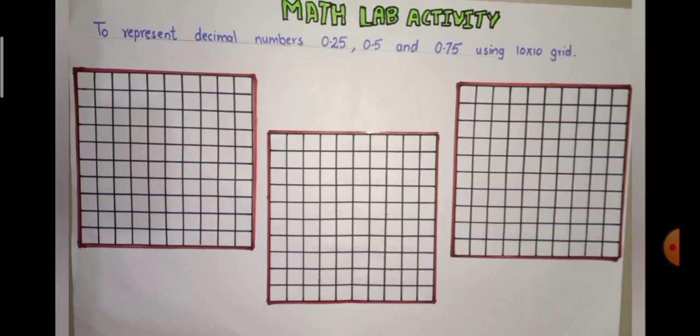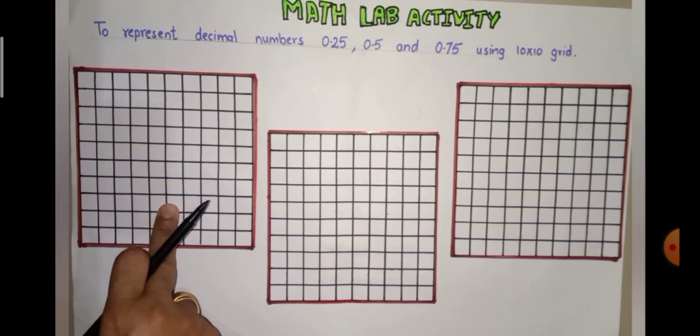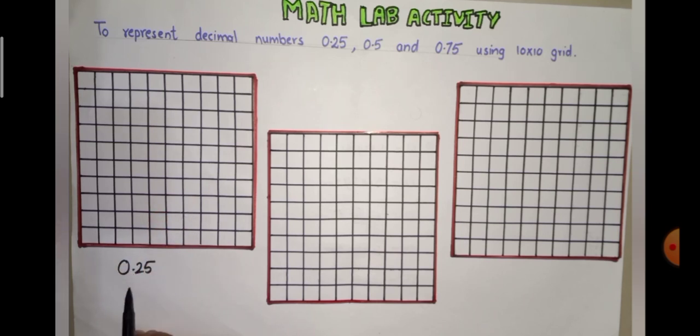Now, to represent decimal number 0.25 on a 10 by 10 grid, I will take the first grid. 0.25 is written as 25 hundredths or 25 upon 100. This means out of 100 squares, we need to shade 25 squares. Now we will shade 25 unit squares out of 100.